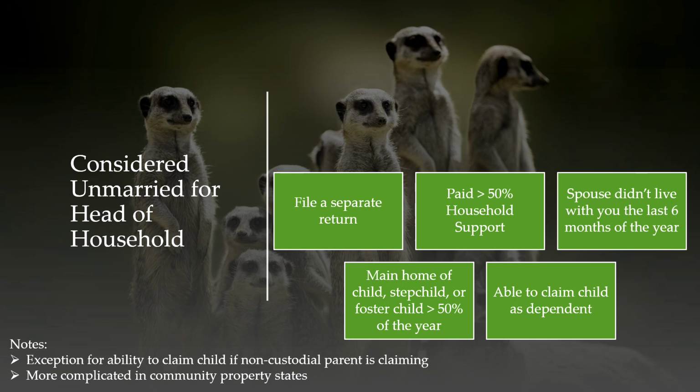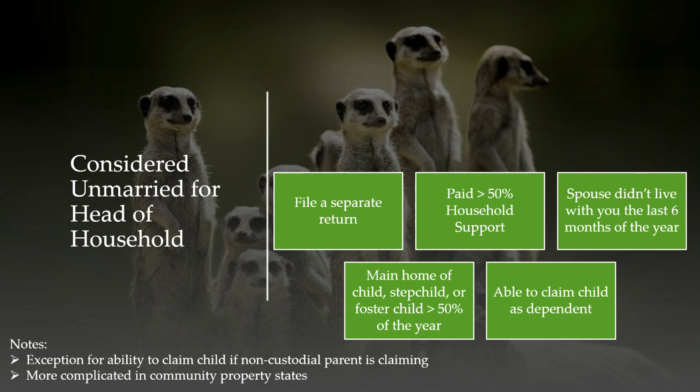The taxpayer must be providing the main home of a child, a stepchild, or a foster child for more than half of the year. And they must be able to claim that child as a dependent. Now, there's an exception for the ability to claim a child if a non-custodial parent is claiming the child for that year. We'll look at how to deal with that form-wise in our next lesson when we discuss dependents, but that is an exception. Somebody may have a non-custodial parent claiming that child in that year, but still be able to file as head of household and be considered unmarried for head of household purposes.